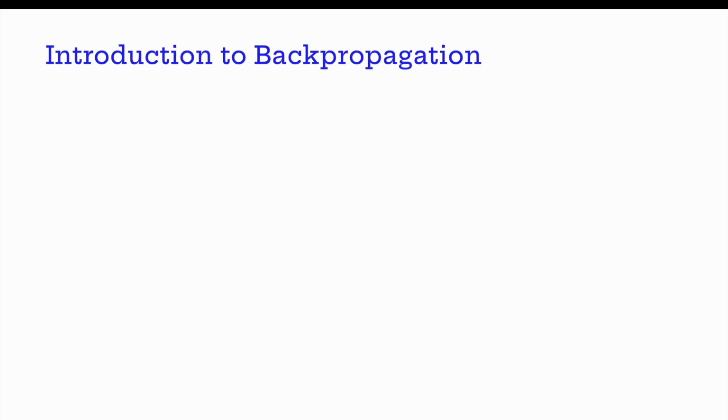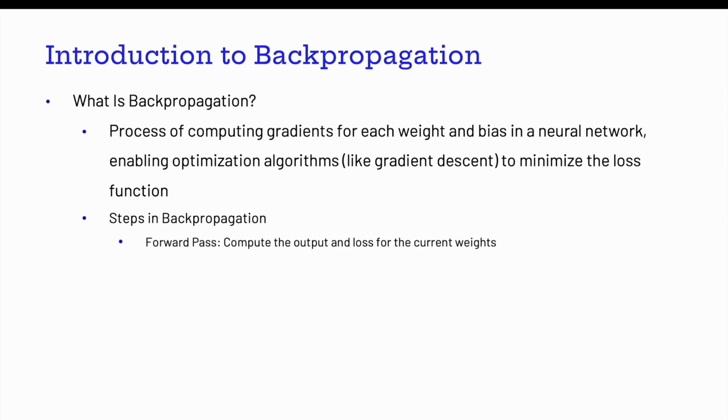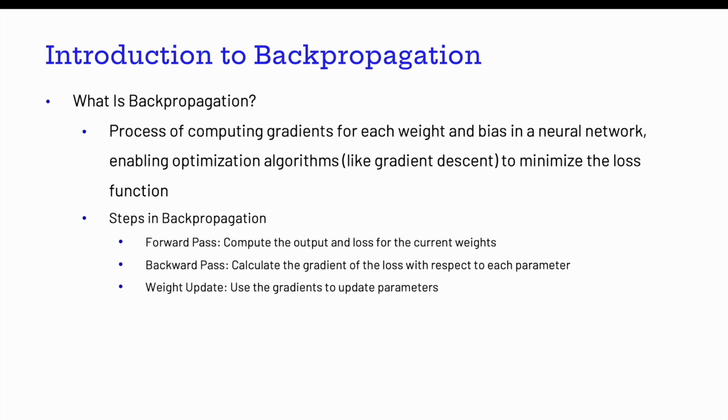Next, let's look at the introduction to backpropagation. What is backpropagation? Backpropagation is the process of computing gradients for each weight and bias in a neural network, enabling optimization algorithms like gradient descent to minimize the loss function. The steps involved in backpropagation are: first is a forward pass, where we compute the output and loss for the current weights. Then is the backward pass, which calculates the gradient of the loss with respect to each parameter. And then is a weight update, where we use the gradients to update parameters.